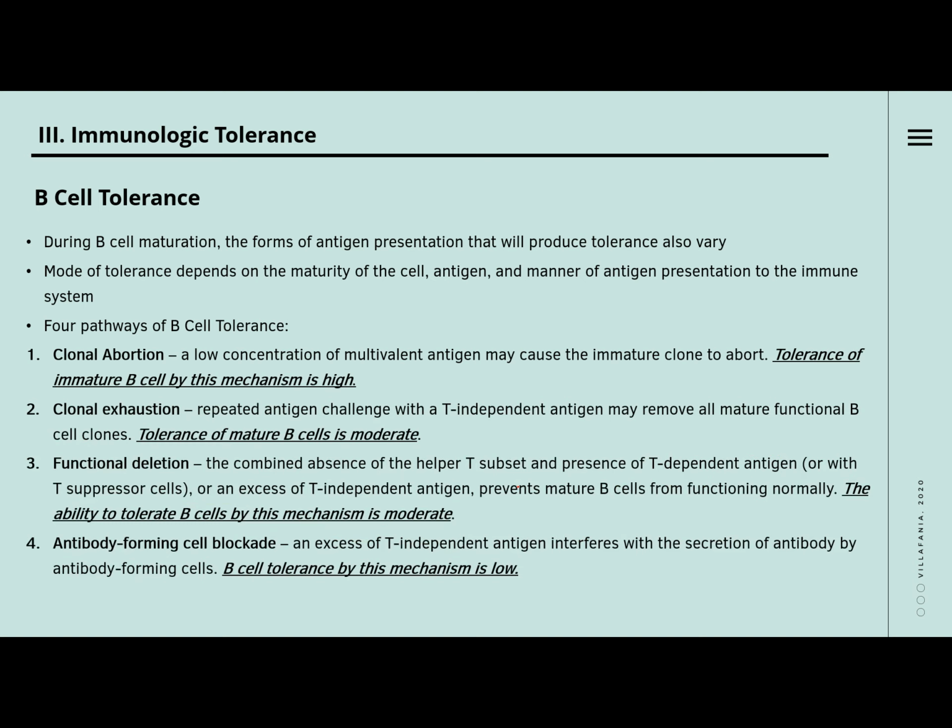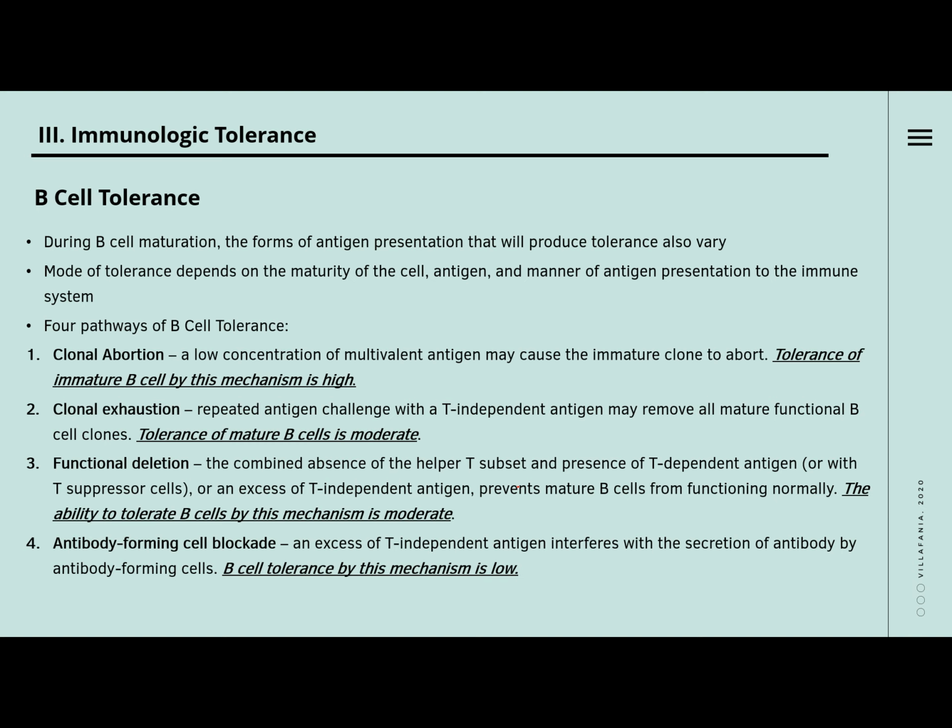Then we also have your B cell tolerance. So during B cell maturation, the forms of antigen presentation that would produce tolerance would also vary. So mode of tolerance would depend on the maturity of the cell, antigen, and manner of antigen presentation to the immune system. Now there are four pathways of B cell tolerance. We have your clonal abortion. A low concentration of multivalent antigen may cause the immature clone to abort. Tolerance of immature B cell by this mechanism is high.